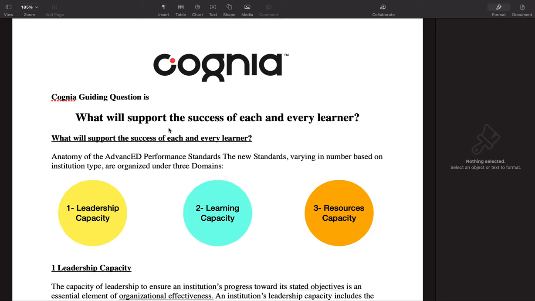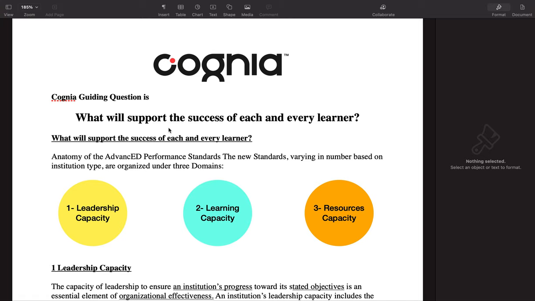And today we're going to shed the light on Cognia accreditation. Cognia accreditation is an accreditation process that measures the school quality or the school practices against clear performance standards.